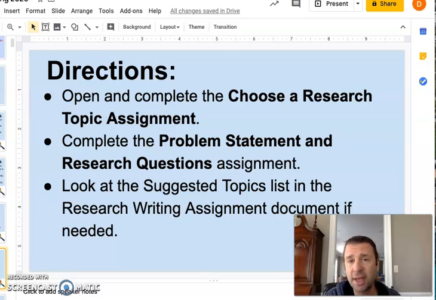So before you do the assignment for today, be sure you've done the choose a research topic assignment. Okay, that's the one where you just get down those three elements plus your example. What's the problem? Define the problem. What's led to the problem? One way to address the problem. Okay, so be sure you've done that assignment first.